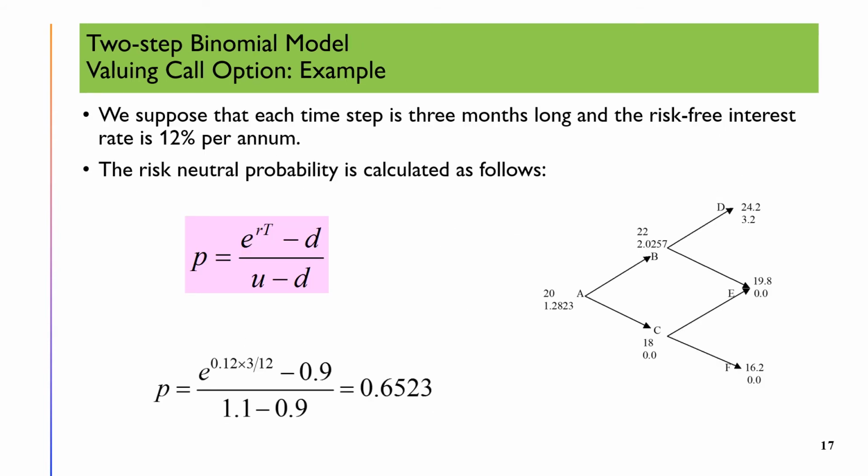This is a two-step binomial model. Each time step is 3 months long. The risk-free interest rate is 12% per annum. We can make use of the equation of risk-neutral probability to calculate P.